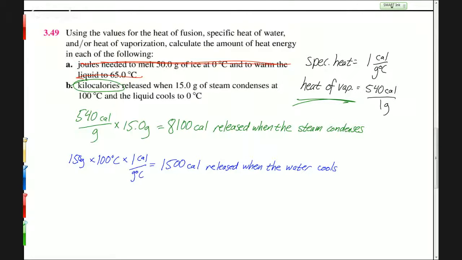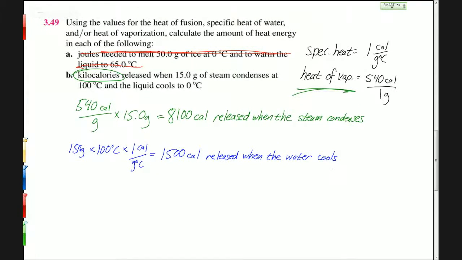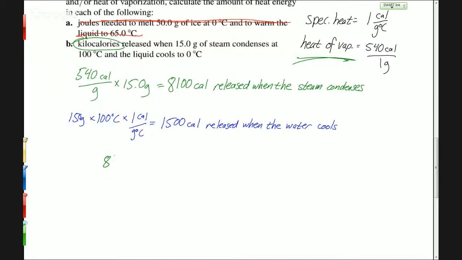So you've got the heat released when the steam condenses, and then the heat released when the water cools. And this is the same as what was on the lab. Add those two together. It's 9,600 calories total. Is that what you got? Good. And we could also report that as 9.6 kilocalories. So move that decimal place over 3 spots or divide by 1,000, however you like to think about that, and you've got kilocalories.